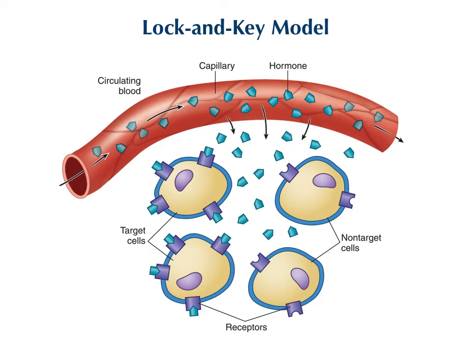Here is a cartoon of the lock and key model. This is showing you that a hormone acts only on cells that have the receptors that are specific to that hormone, because the shape of that receptor determines which hormone can react with it. Similar to when we learned that enzymes also have a lock and key model.